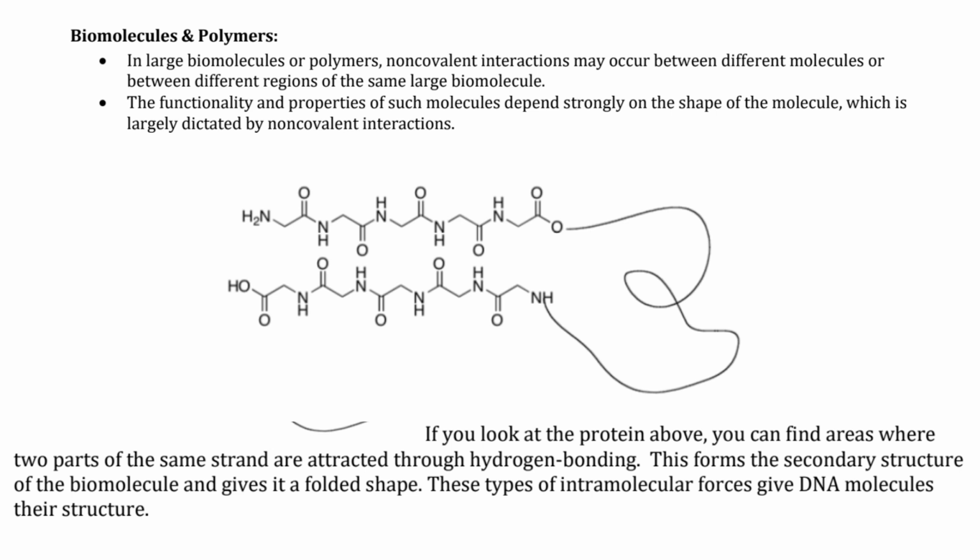Biomolecules and polymers. In large biomolecules or polymers, non-covalent interaction may occur between different molecules. These depend strongly on the shape of the molecule. If you look at this protein, you can see where 2 parts of the same strand are attracted to one another. This forms a secondary structure of a biomolecule and gives its shape.